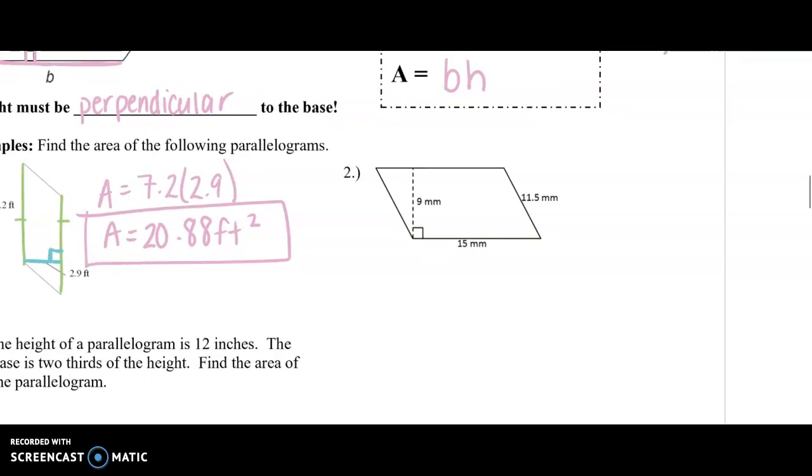Okay, number 2 here, I'm going to find my base, which is right here because it's perpendicular to my height. So then the area would be 15, which is my base, times 9, which is my height, which would give me 135 millimeters squared.